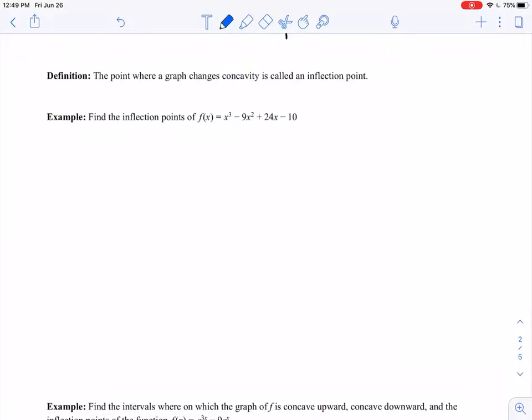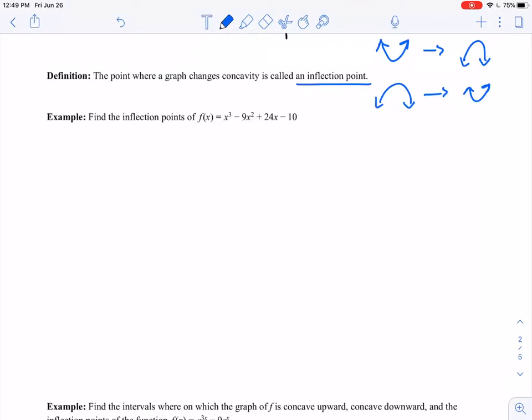We've got one more big term to define in this section. The point where a graph changes concavity, so this is just saying where it changes from being concave up to concave down or vice versa, is called an inflection point. So if my graph changes from being concave upward to being concave downward, then I have an inflection point at that exact x value. Same thing if I change from being concave downward to being concave upward, we have an inflection point wherever that change occurs.